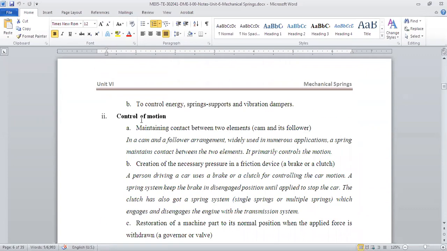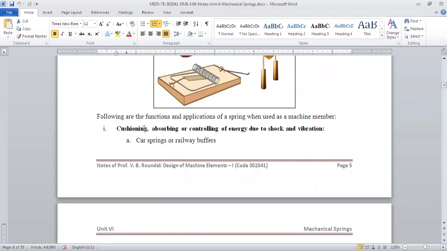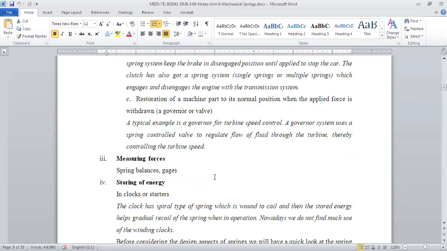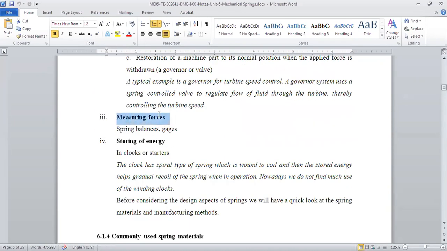So like this, we have an application of the spring in controlling the motion, right? So we have seen cushioning, absorbing energy, controlling motion. Measuring forces is another application we have seen, like the different gauges, different spring balances, where the weight is measured using the springs, right?